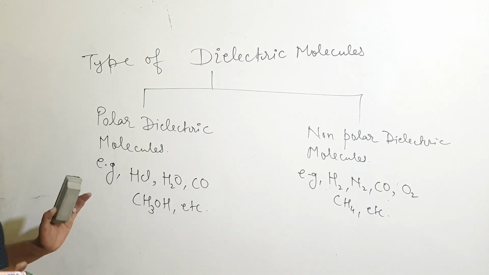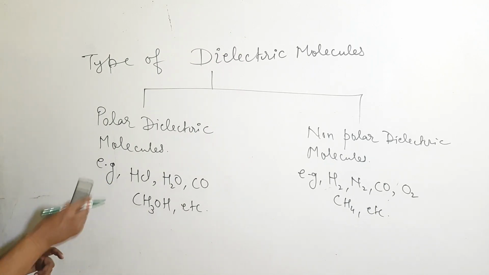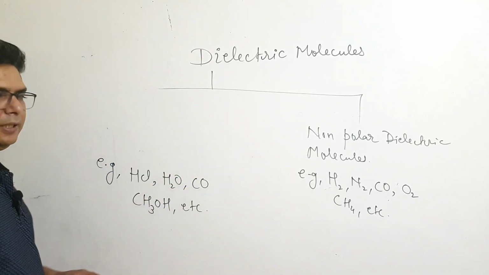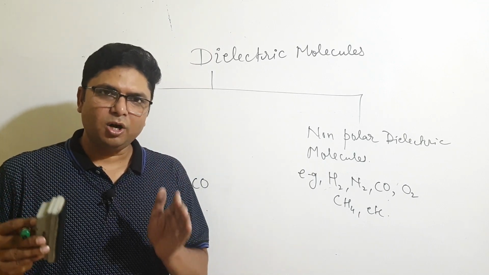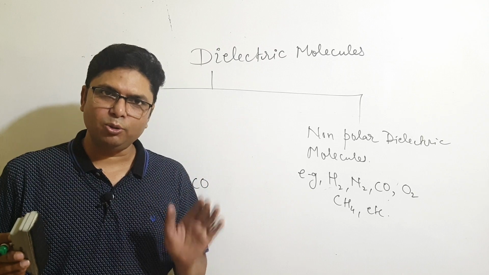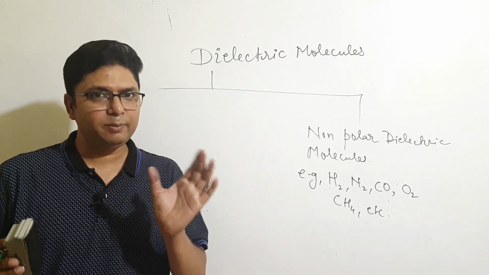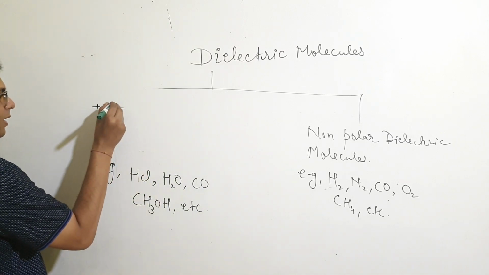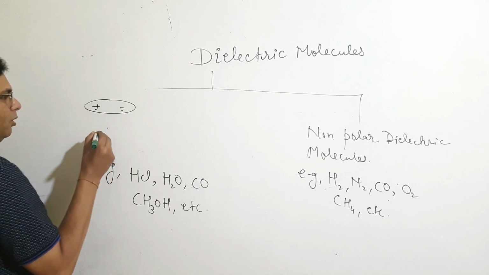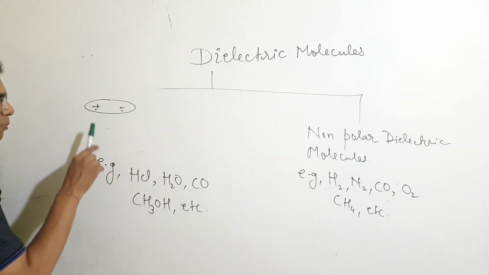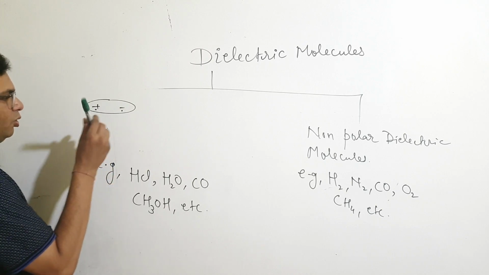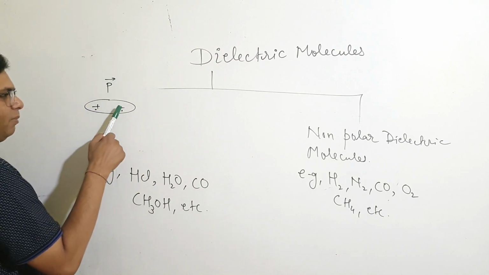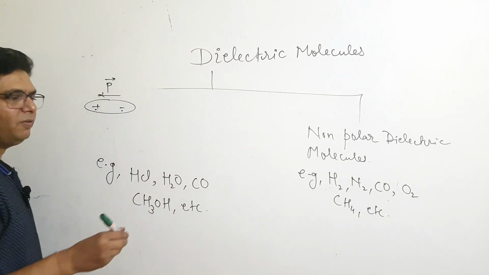Now the question is, what are polar dielectric molecules? Polar dielectric molecules are the molecules in which the center of mass of positive and negative charge do not coincide. This means that positive and negative charge are separated. Here we have plus charge, here we have minus charge. This is the shape of a polar dielectric molecule. So you have a dipole moment, and you know that dipole moment is directed from minus to plus charge. So this is the direction of dipole moment.